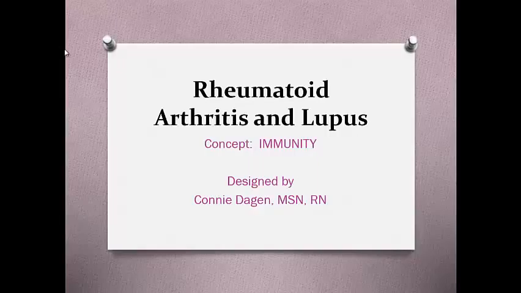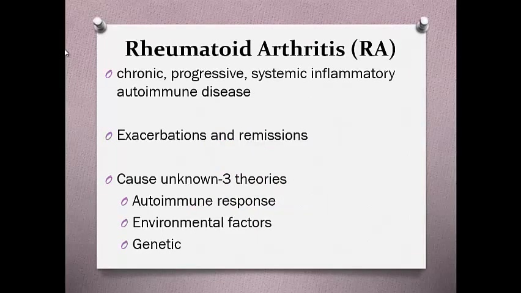Okay, this is Mrs. Dagan podcasting for Nursing 151 on rheumatoid arthritis and lupus. And again, the concept that we're going to be focusing on is immunity. Rheumatoid arthritis is considered a connective tissue immune-mediated disease. It's the most common inflammatory arthritic disorder.